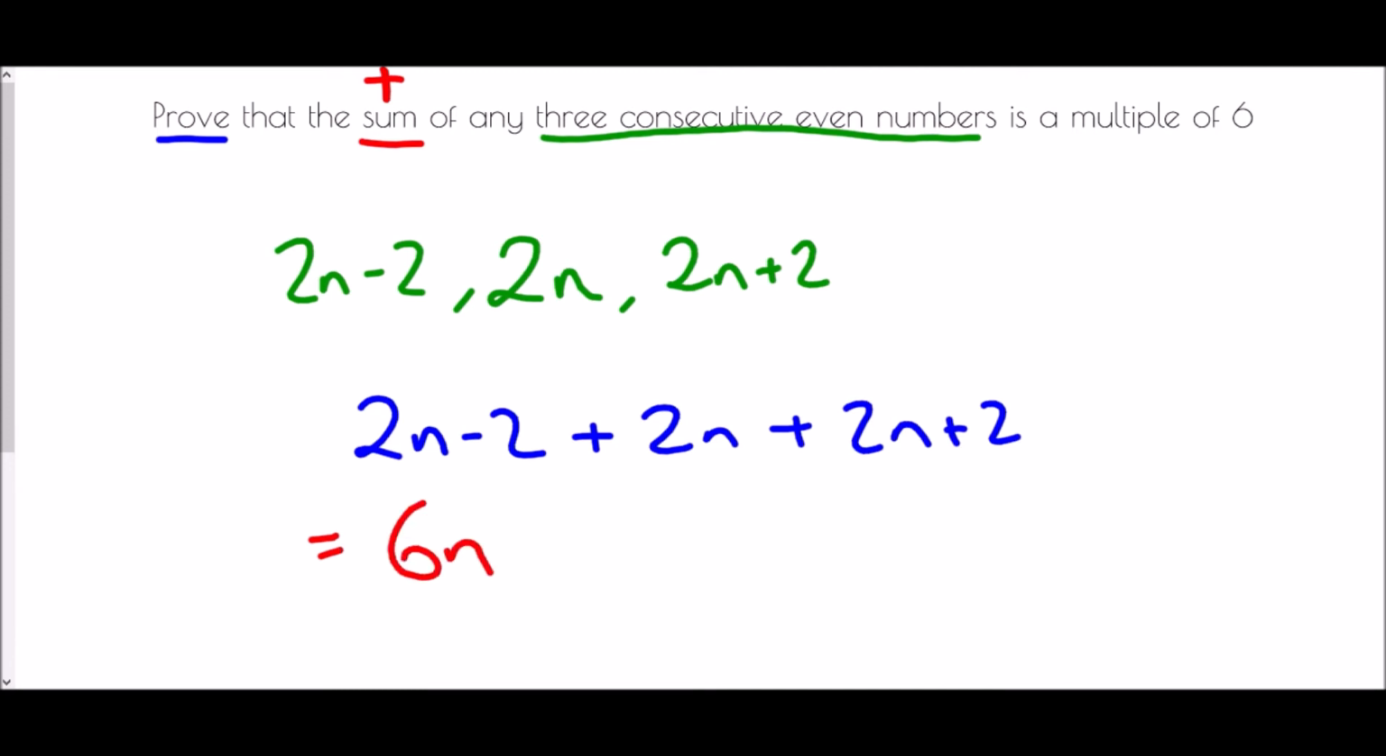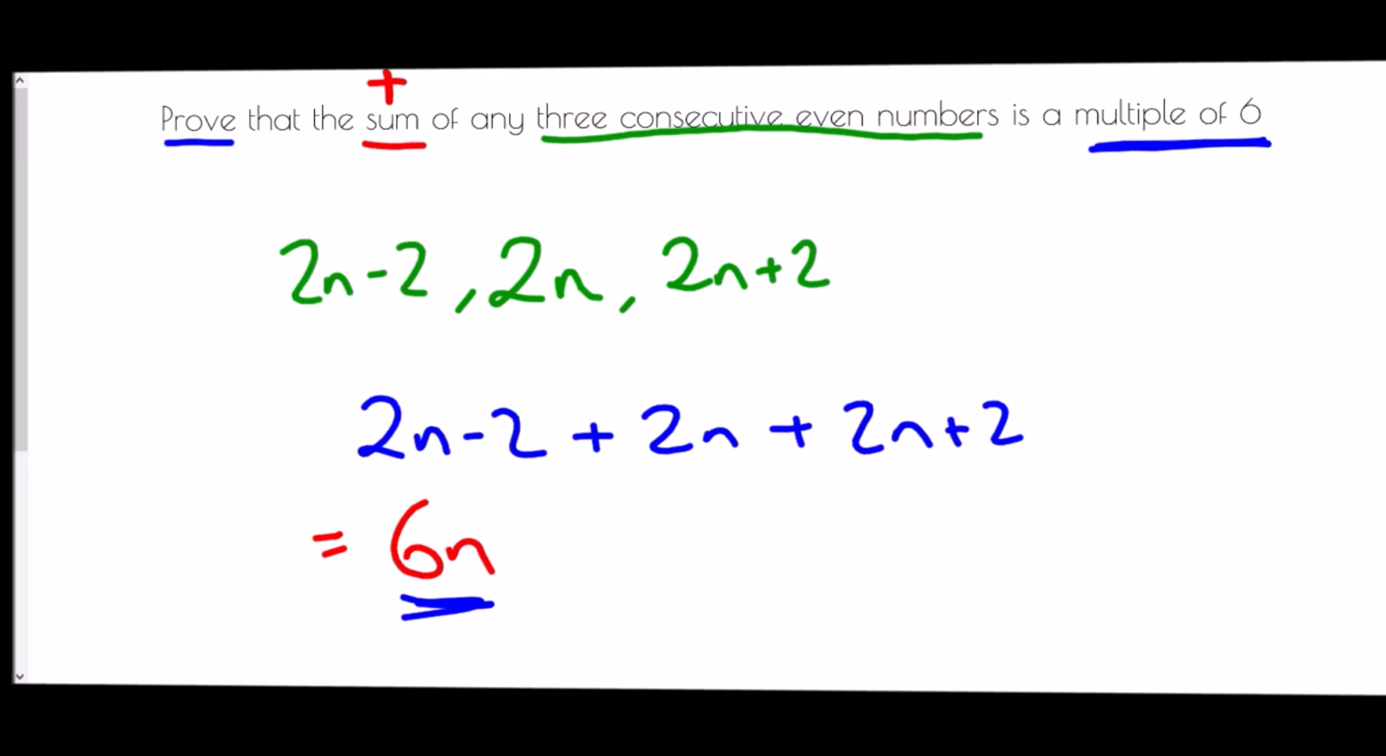Negative 2 plus 2 is 0. So this is actually just 6n. And this is my proof that it is a multiple of 6. Because all this is saying is it's 6 times something. 6n is the 6 times table, just as 2n is the 2 times table.